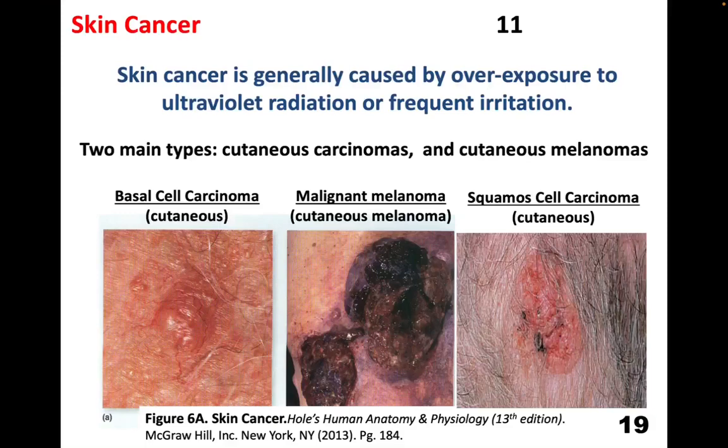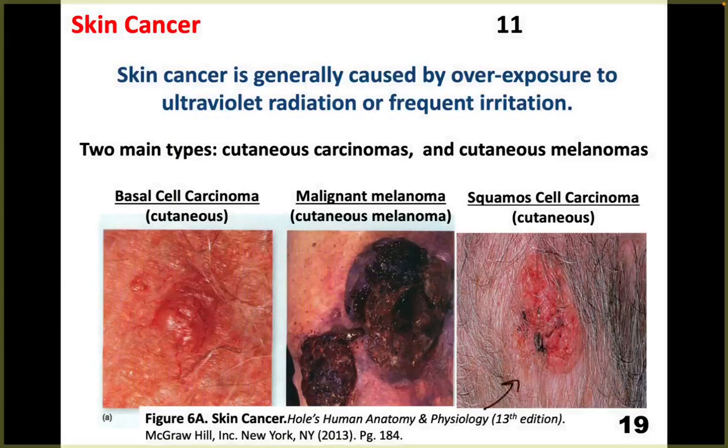And so one of the last things we're going to talk about for this part 1 is skin cancer. Basically, skin cancer is generally caused by overexposure to ultraviolet radiation or frequent radiation. There are other things that can cause this. There are chemicals that can cause this. My mom had squamous cell carcinoma. And so you can see here, this is squamous cell. And she had this on the inside of her mouth. And it was caused most likely from cigarette smoke.